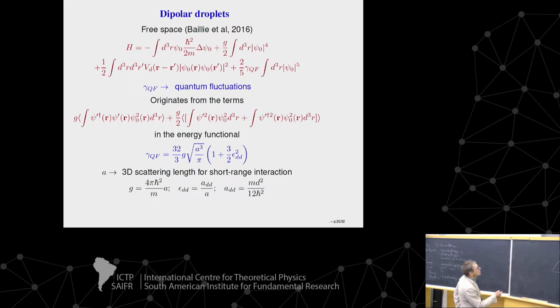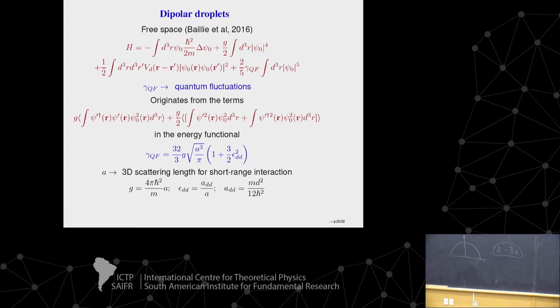In the energy functional, I then get an extra term proportional to this gamma QF, which is g multiplied by a to the power 3/2, times (1 plus epsilon dd squared). And this a is the 3D scattering length for short-range interaction. g is this, and epsilon dd is a dipole-dipole, d squared divided by h bar squared multiplied by the mass. And it is absolutely amazing that one should take into account this gamma QF, the term originating from quantum fluctuations, and put it in the Gross-Pitaevskii equation.